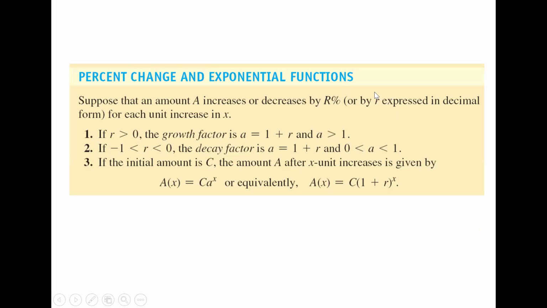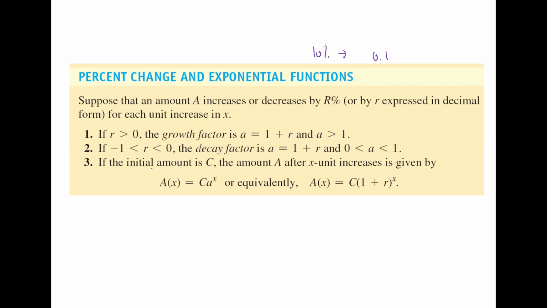All right, so percent change in exponential functions. Suppose an amount A increases or decreases by R%, or by r expressed in decimal form. They might give you 10%, and we're going to use little r, which is 0.1, because we need to do everything in decimal form for each unit increase in x. If r is greater than 0, so positive, the growth factor is a equals 1 plus r, and a is going to be greater than 1. If r is between -1 and 0, so it's negative, then the decay factor is a equals 1 plus r, and a is going to be between 0 and 1.